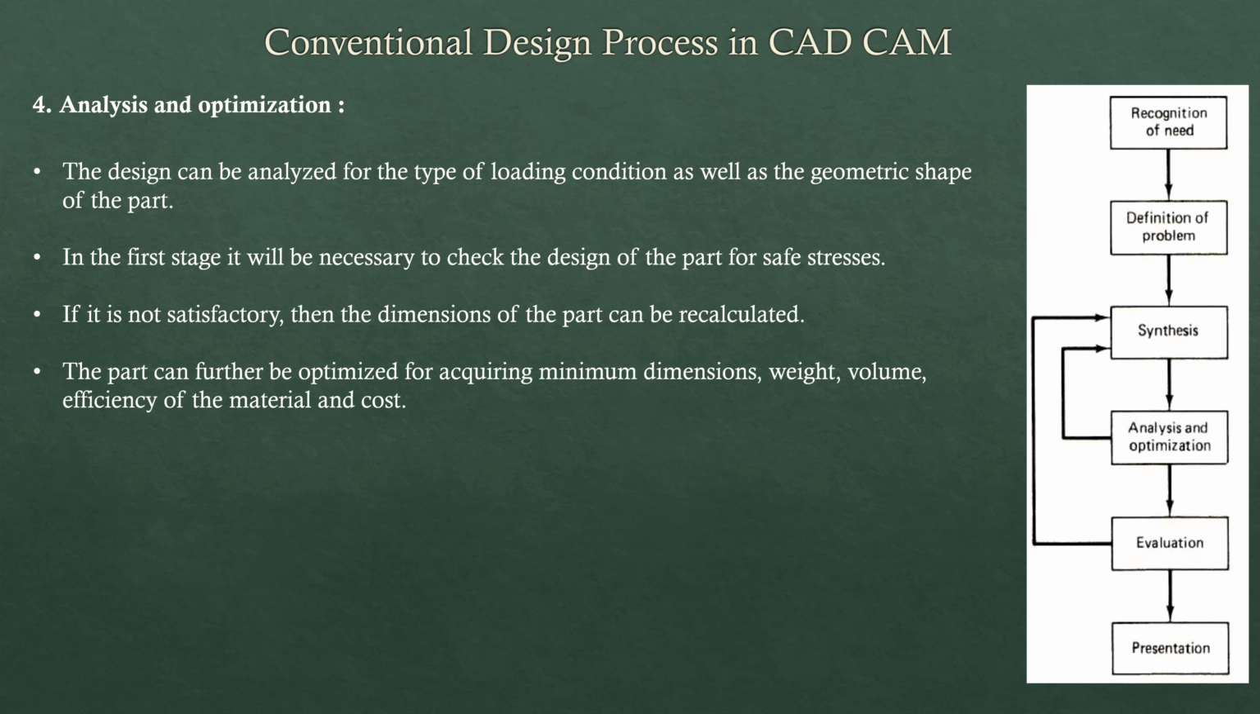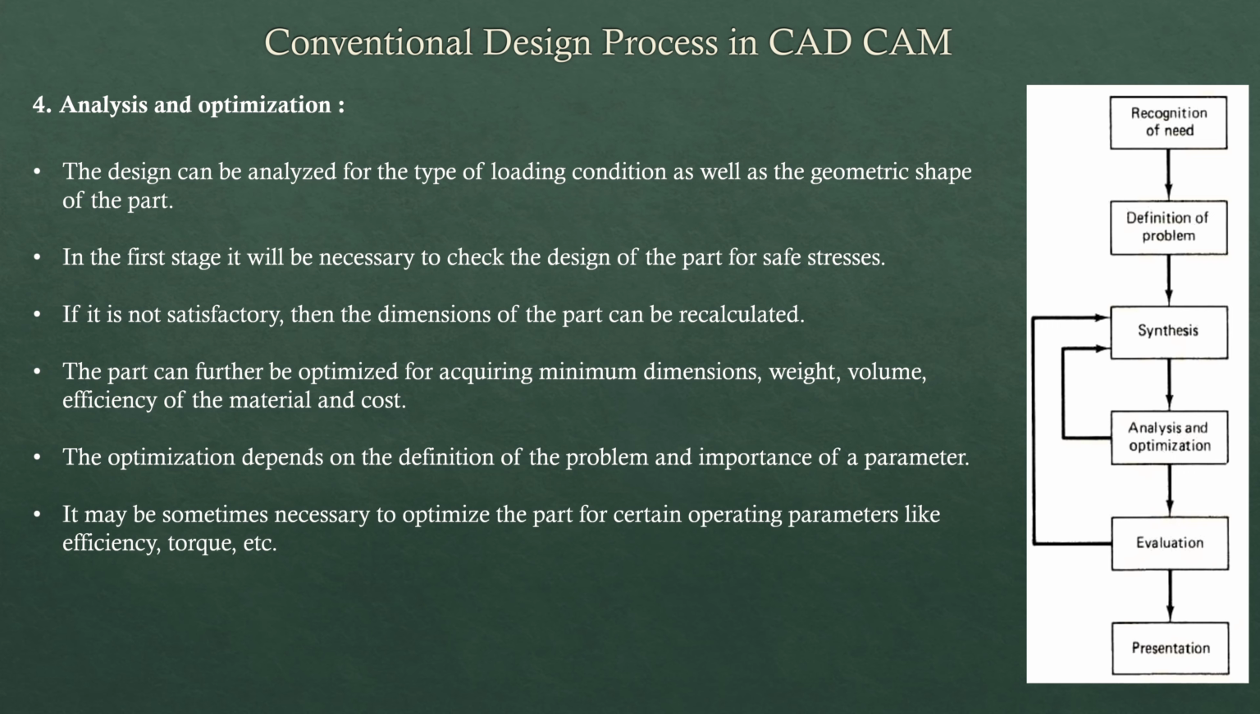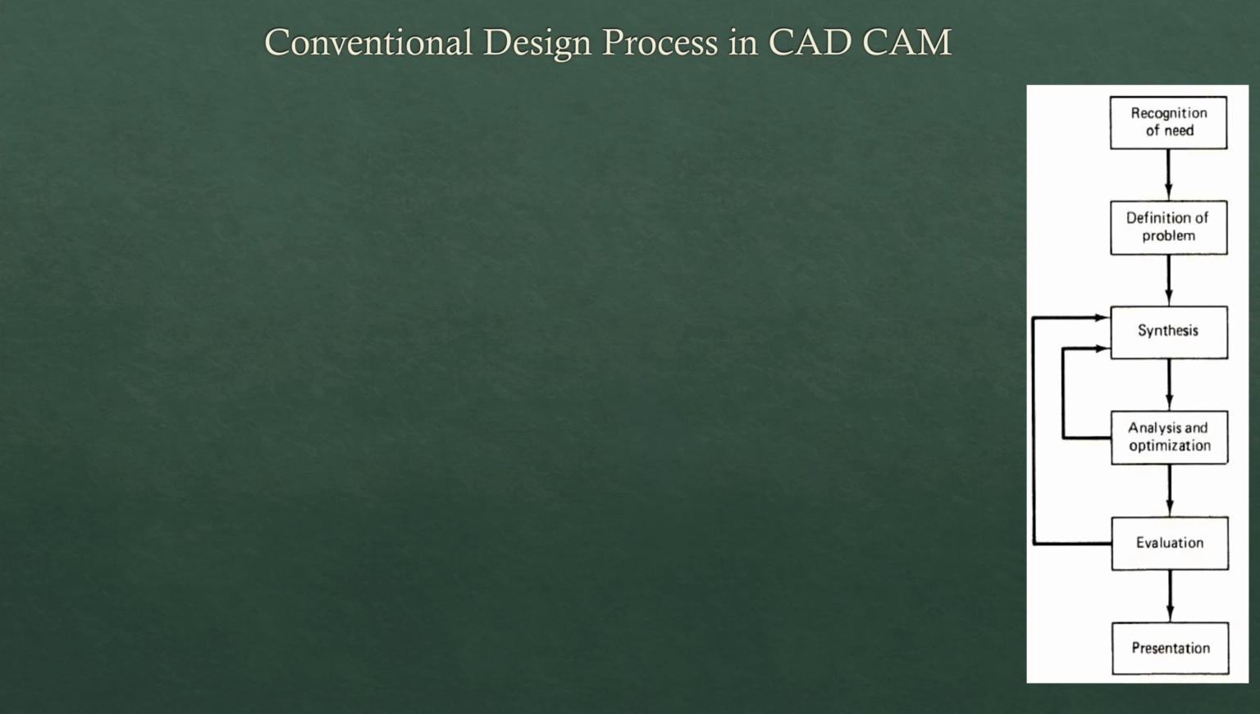The part can be further optimized for acquiring minimum dimensions, weight, volume, efficiency of the material, and cost. The optimization depends on the definition of the problem and importance of the parameter. Sometimes you need to optimize the part for certain operating parameters like efficiency and torque. So this is about the analysis and optimization, which is the first step in the conventional design process.